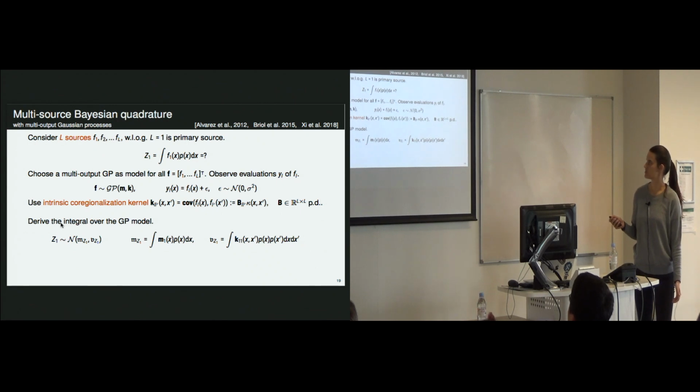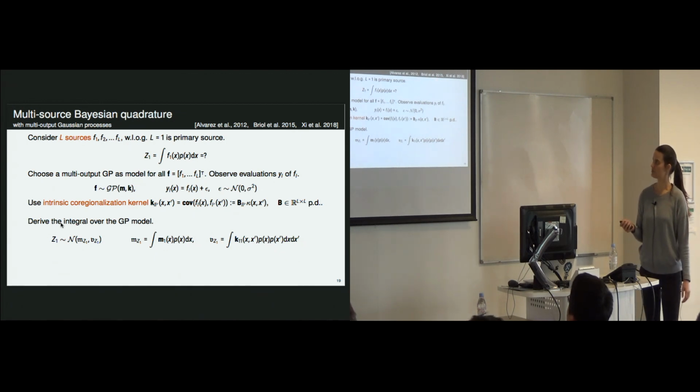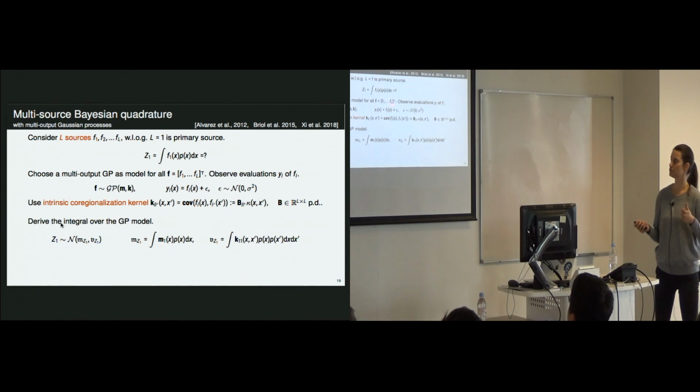You probably learned about multi-output GPs. There was fundamental work by Mauricio and FX and a paper by C et al. Multi-output GPs, and these relate to Bayesian quadrature. And you consider L sources of your integrand with L equal 1 as the primary source. And then you model all these sources with a multi-output GP, bold F. And for the observations, you would just observe an output of one source L at point X.